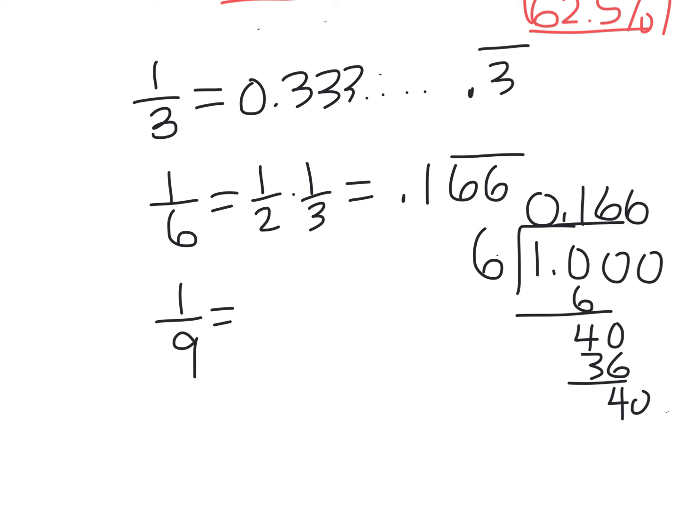Okay. What about 1/9? 1/9, isn't that 1/3 of a third? So if I take 0.33 repeating divided by 3, I would get 0.111 repeating.